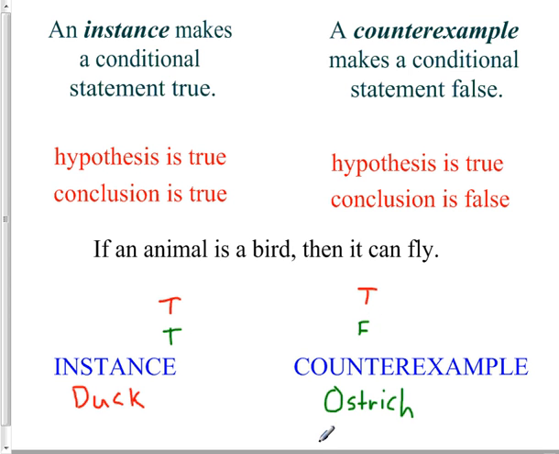And so sometimes you'll see people put like a bee, because a bee can fly, but it's not a bird. But remember, for a counterexample, the first part has to be true, and then the second part has to be false. So is a bee a bird? No. So automatically it's not a counterexample. It's not an instance. We say that it's neither, and that's what we would write down.